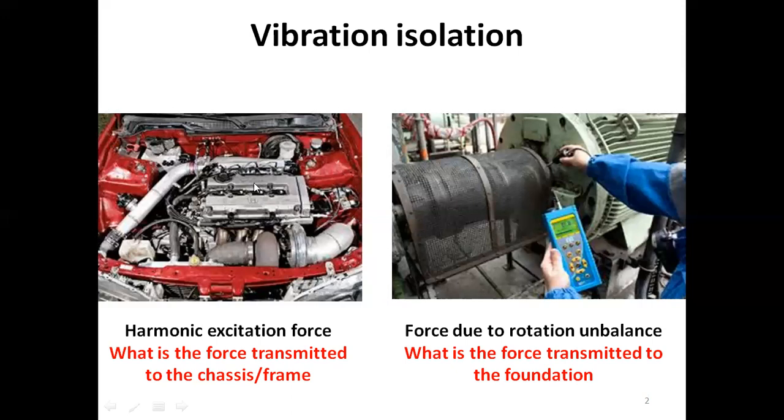Here, as we discussed earlier, the vibration in the engine would be harmonic. So the excitation force is a harmonic force. And the question is, what is the force transmitted to the chassis or frame of an automobile? Here you can also see a rotating machine, and let's say that machine is vibrating because of rotating unbalance. That vibration is transmitted to the foundation. So how much force is transmitted to the foundation?